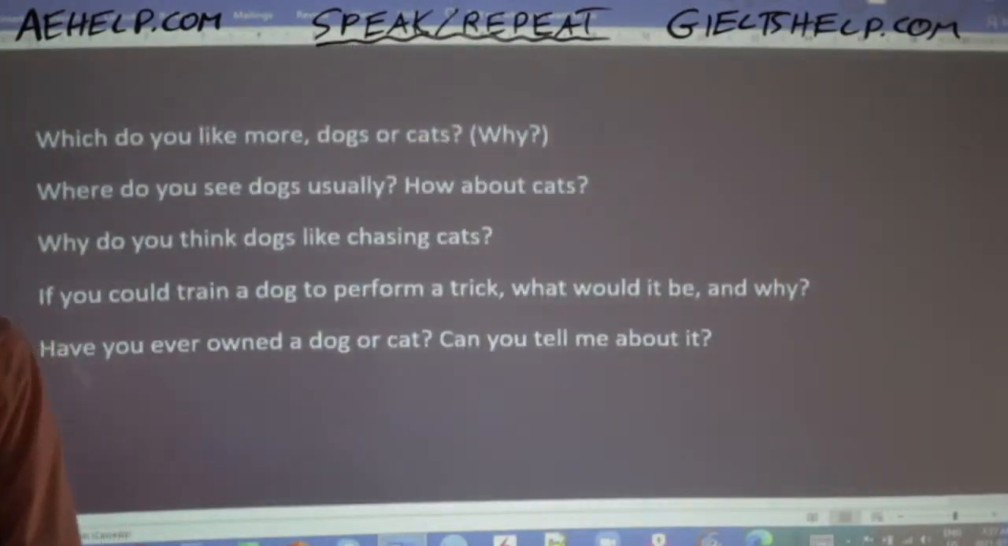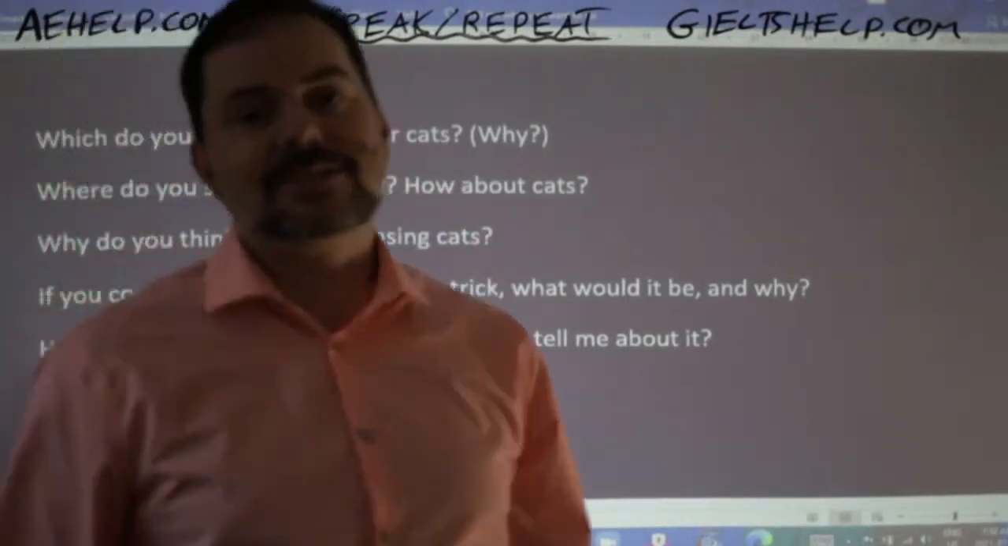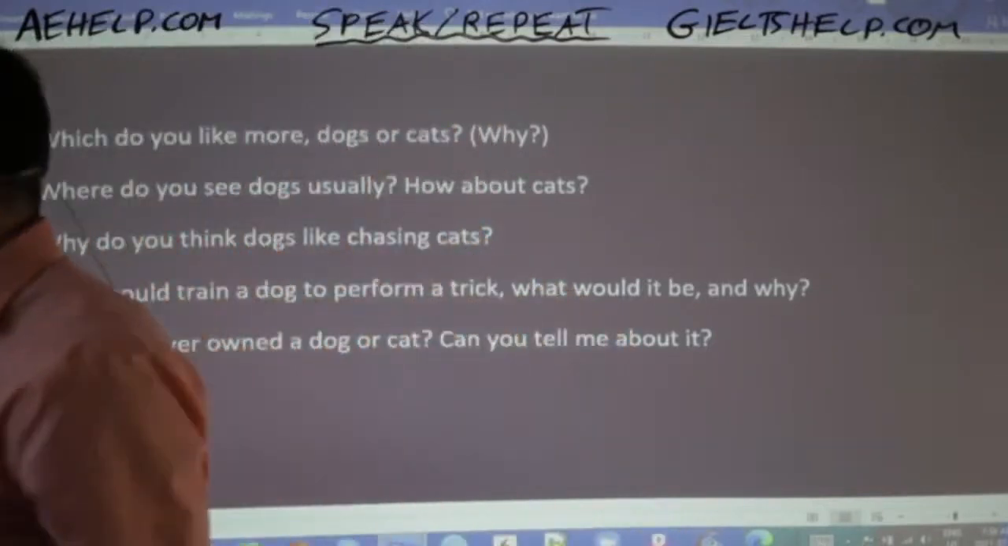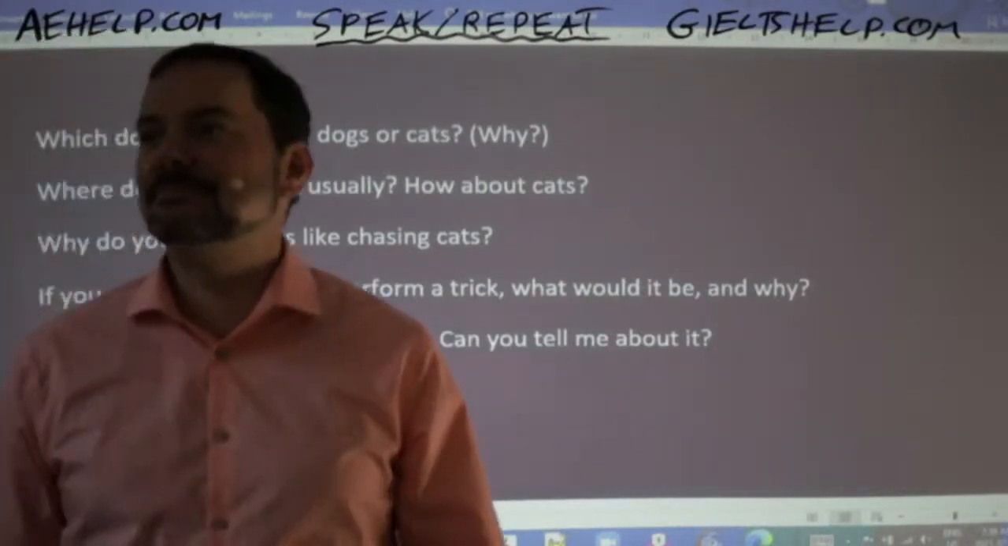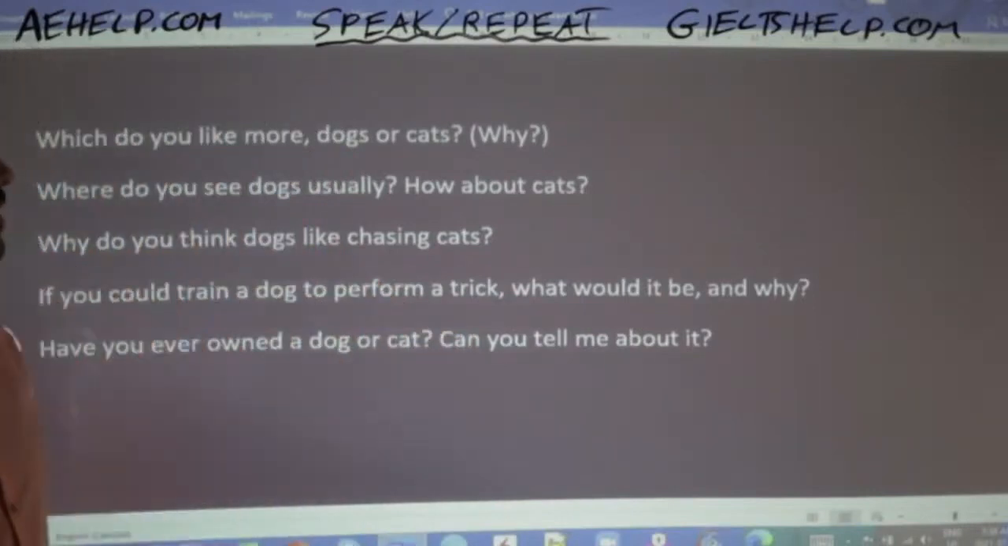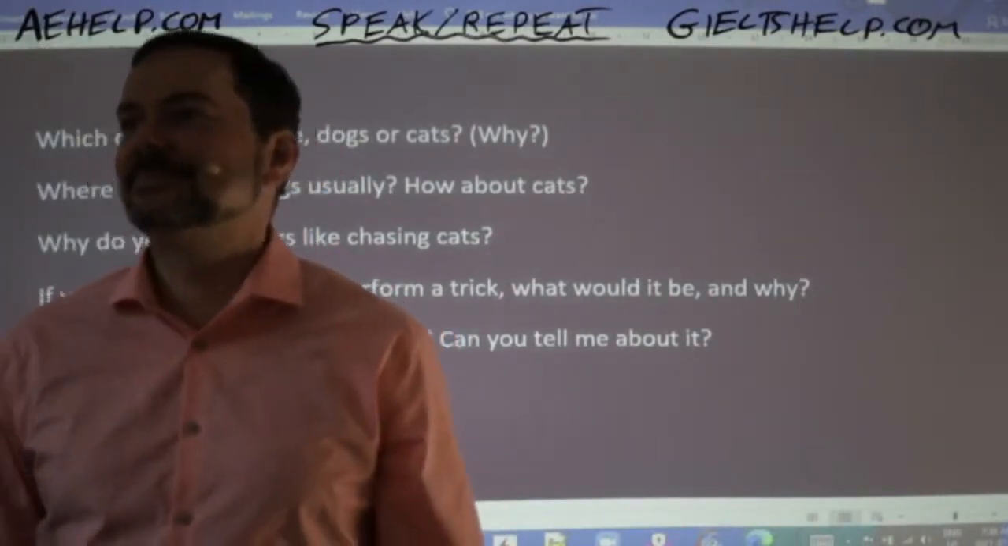Okay, let's get into some more questions here. So next question, which do you like more, dogs or cats? Okay, again, nothing personal. Don't make it into a vicious debate about which are better. Just go with one, go with the flow. Give your answer, explanation, and example. Okay, so which do you like more, dogs or cats?